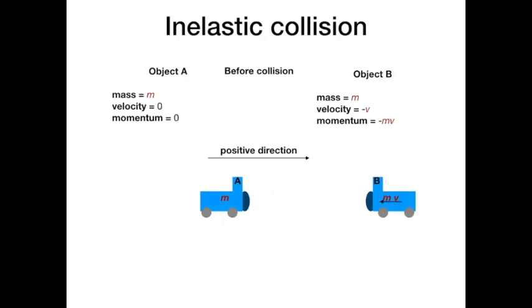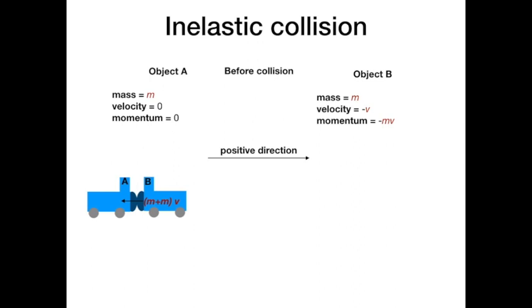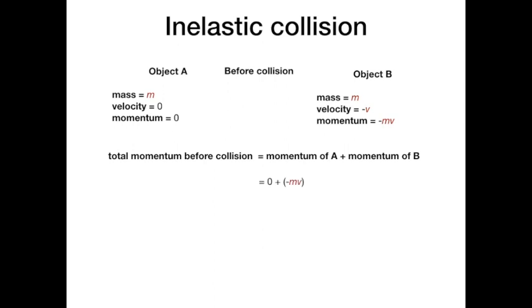Consider the inelastic collision. The same two objects collide and stick together and come to a halt after moving a small distance. The momentum before the collision is the sum of the momentum of object A and object B. The object A is not moving, so the momentum is 0. And for B, the momentum is minus mv. So the total momentum is minus mv.